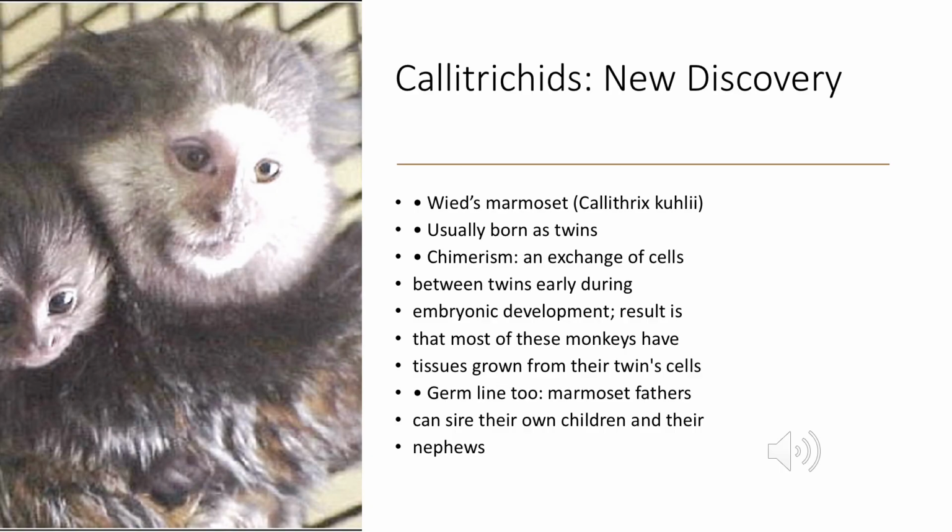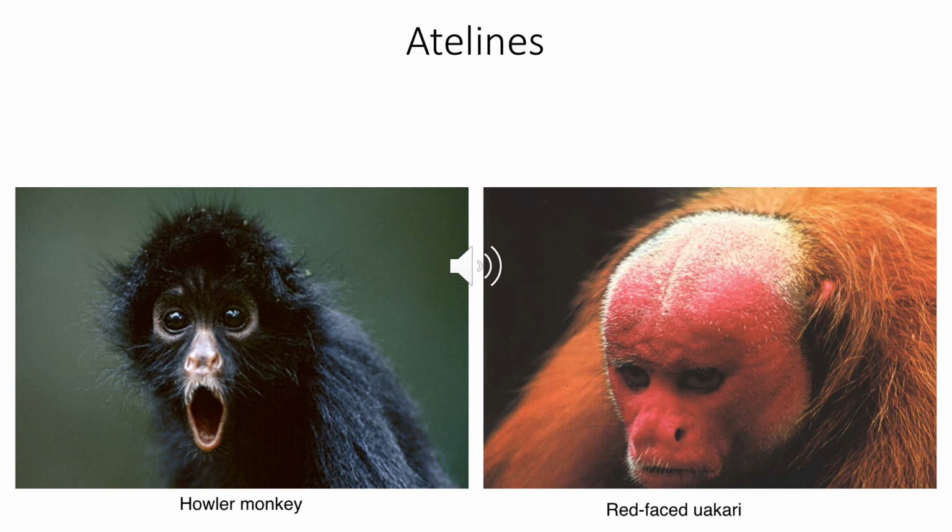And I just throw in this slide because this is a newer discovery of our little callitrichids. You guys don't need to know all of these interesting characteristics about this Wade's marmoset, but it's important to know that these little guys, they're so tiny and they live in the rainforests of South and Central America. We are still making new discoveries of primates today. So we do not know everything there is to know. And again, there is still so much more out there to learn about all of these primates that live in our world. All right, let's talk about our Atelines, our Atelids.